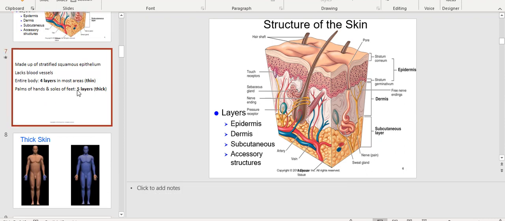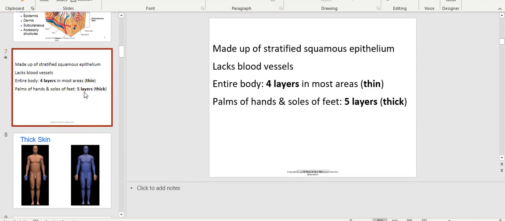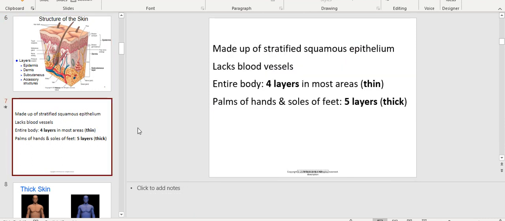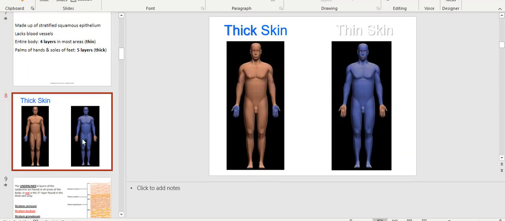So let's have a look here. The epidermis is made up of stratified squamous epithelium, and it doesn't have blood vessels. So here we're talking about this layer in here, okay, the epidermis. The entire body basically has four layers of skin, except for the hands and the soles of the feet that have five. And we call this thick and thin skin, okay? So your thick skin is only found on the palms of the hand and the soles of the feet. Thin skin, which is composed of four layers, is found everywhere else. Thick skin is only found on these two places, and that's composed of five layers.